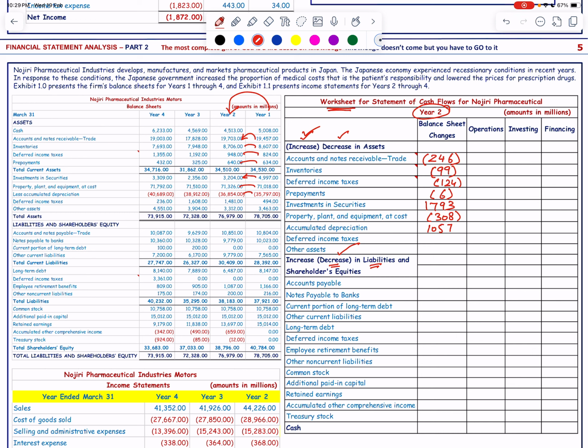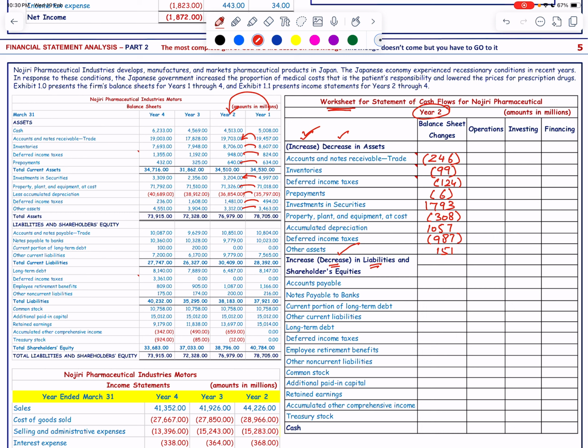Then we have the deferred income taxes, and deferred income taxes have also increased. So this will be put again in brackets as 987. And then there are other assets. Other assets are 151. There is a decrease, so we don't put it in brackets.